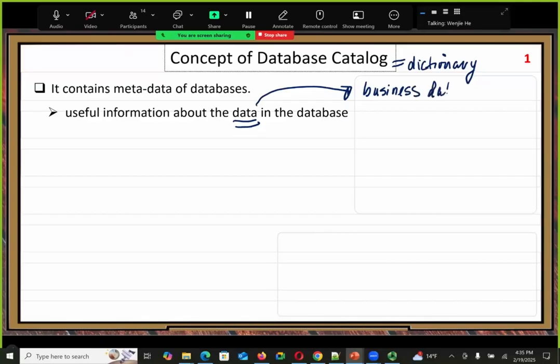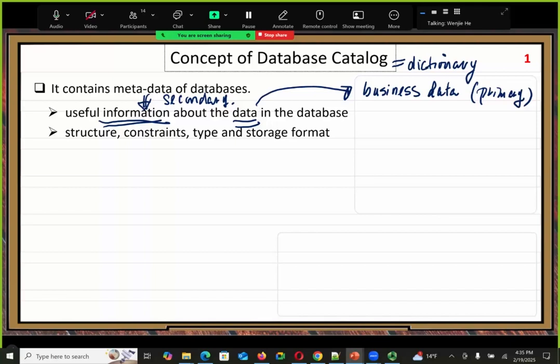Business data, that's our primary data. Then the information, this metadata part, here we use this information. That is the secondary data, or we call it supporting data.